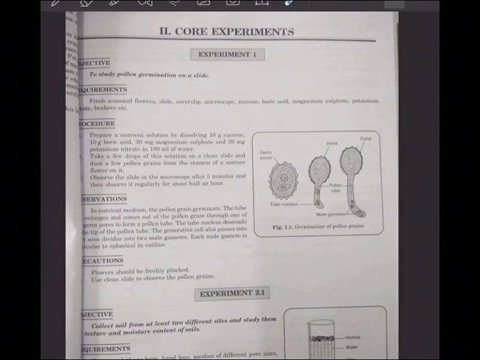And then the result, of course, you write whatever you have seen. And then precautions, of course, you can write in the present tense. So objective, present tense; requirements, present tense; procedure, past tense, point-wise; observations, past tense, point-wise; precautions, present tense; result, past tense. So this is how you need to do it.